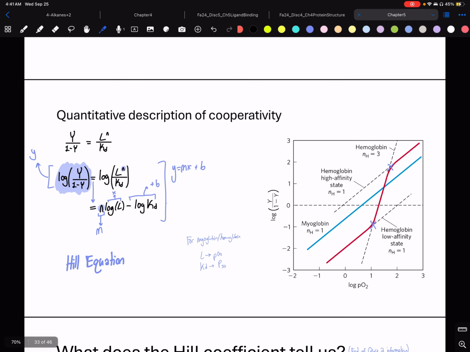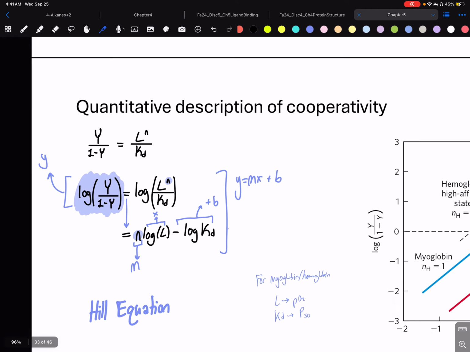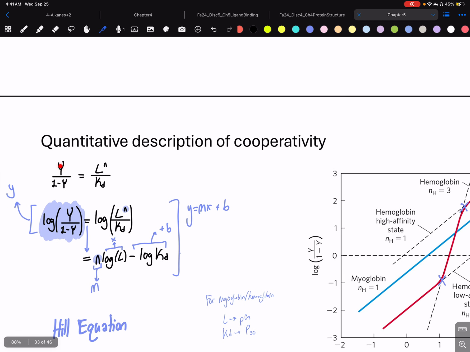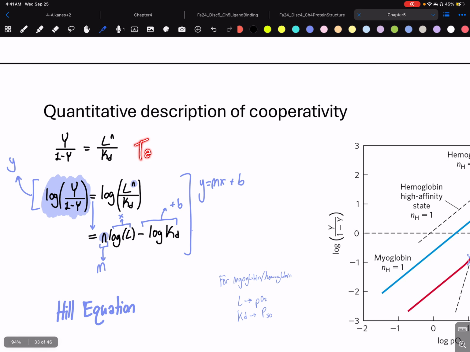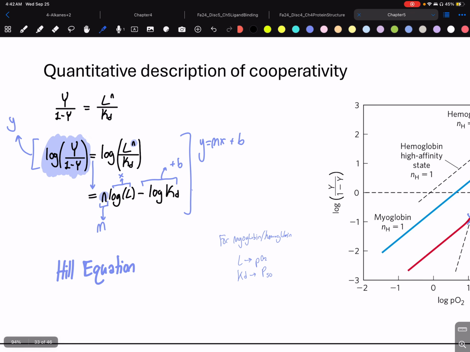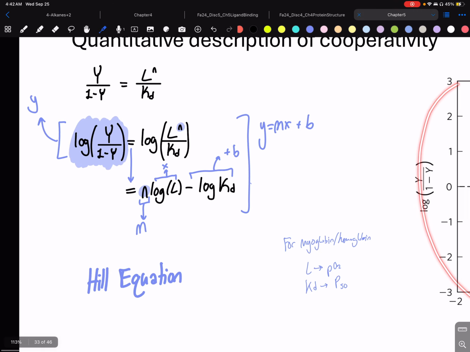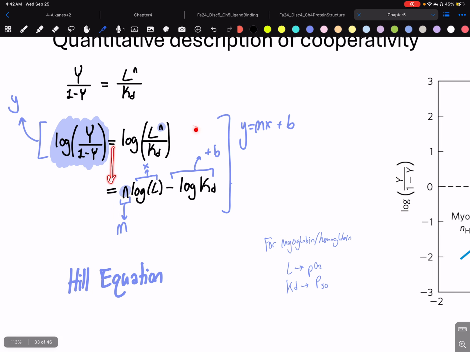So we're talking about the Hill equation, in which you're going to have y over 1 minus y equals the ligand raised to the power of binding sites over your Kd value. And what you're going to do is just take the log of both sides, and that's what this is right here. And this is essentially going to give you your slope for the Hill equation, or the Hill plot, which is right here.